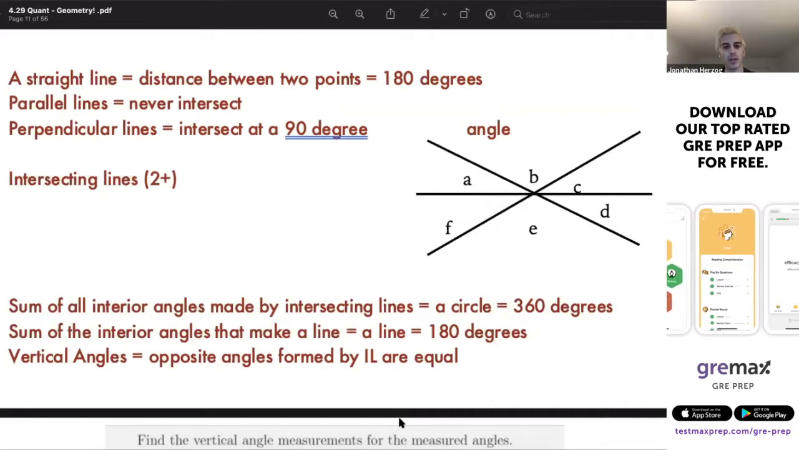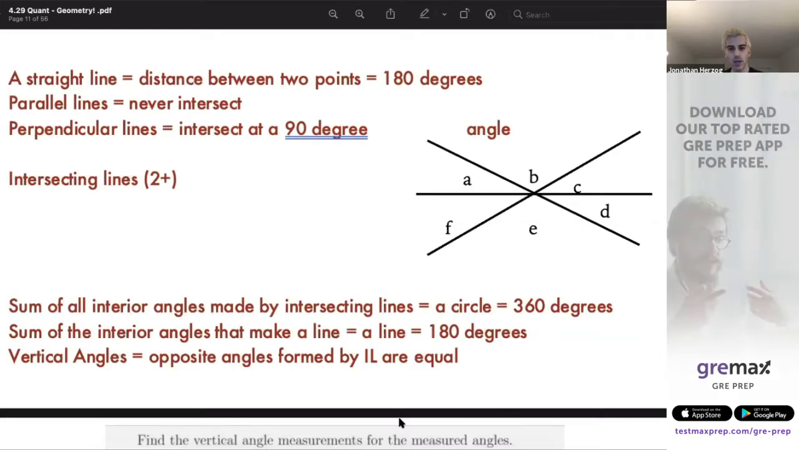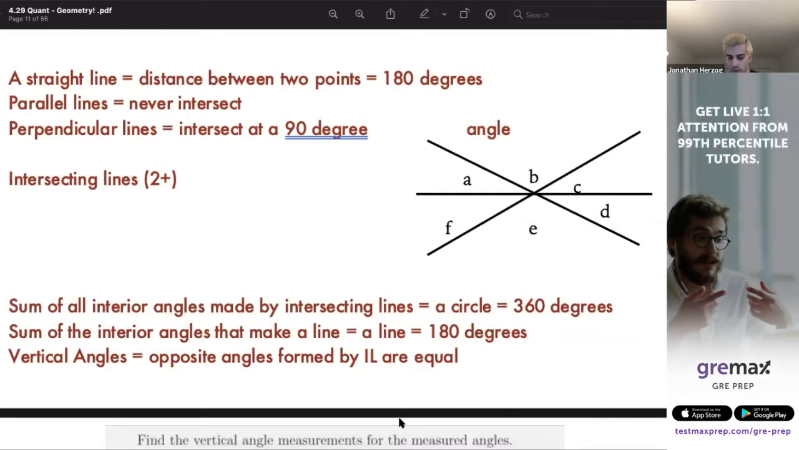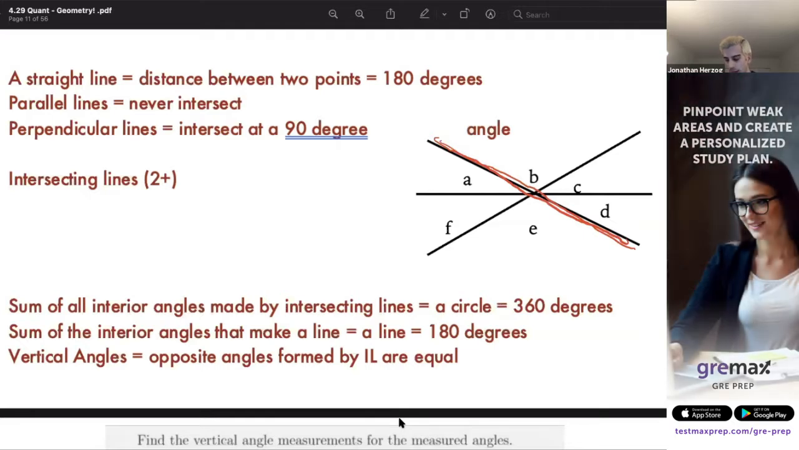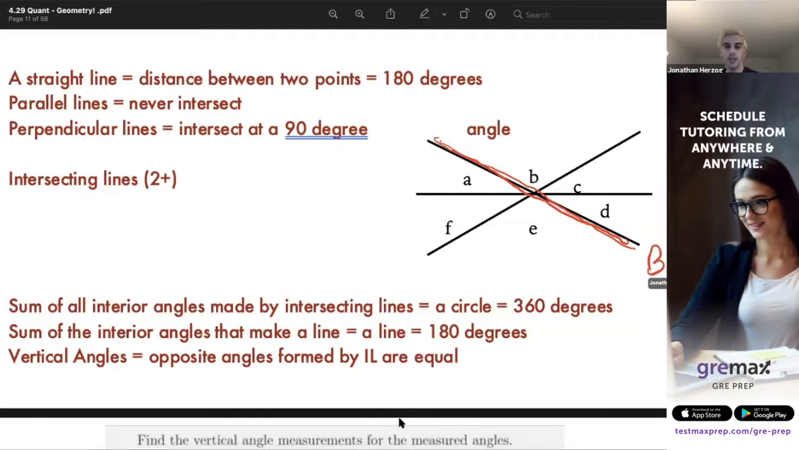The sum of all interior angles that make a line, recall the line, the distance between 2 points, is 180 degrees. So let's sever this into two. We see angles B plus C plus D constitute this line. Let's call this line B. And indeed, that is 180 degrees.